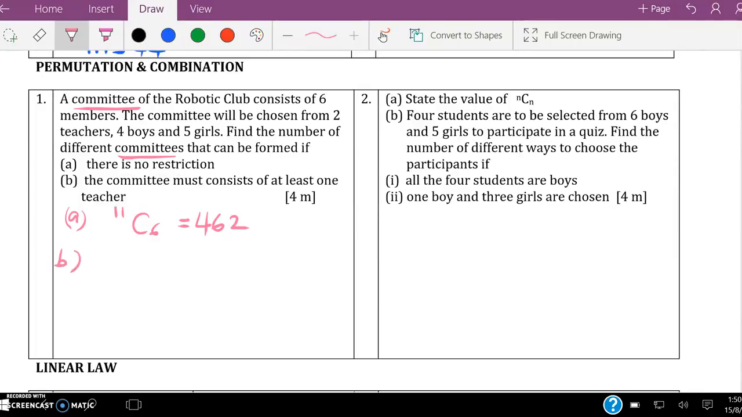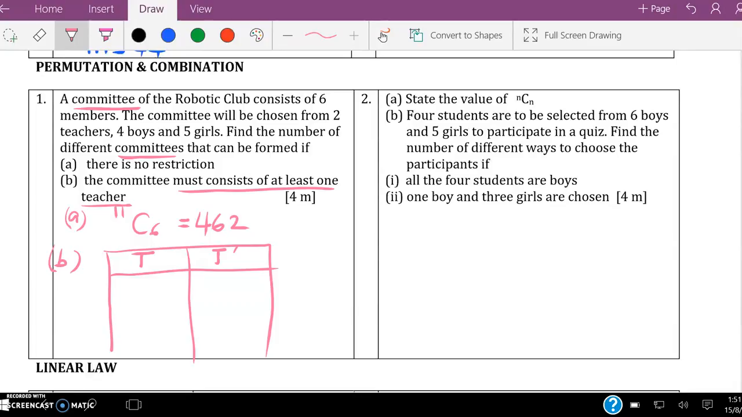That's 462. Question B. The committee must consist of at least one teacher. When we say at least one teacher, it can be 1, 2, 3, or 4. But remember, there are only 2 teachers available to be chosen. There is a method that I've been teaching my students so that they can easily do this. When they say at least one teacher, we just write teacher and non-teacher. Non-teacher means boys and girls.